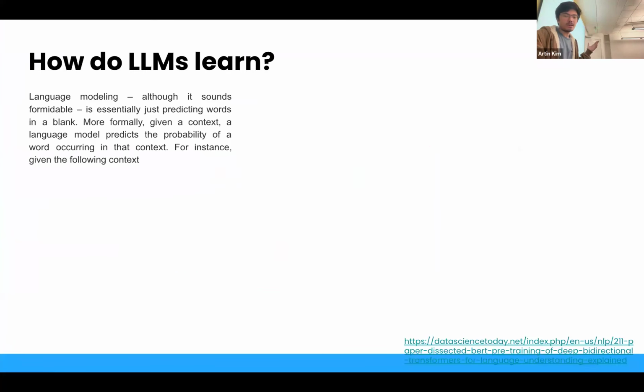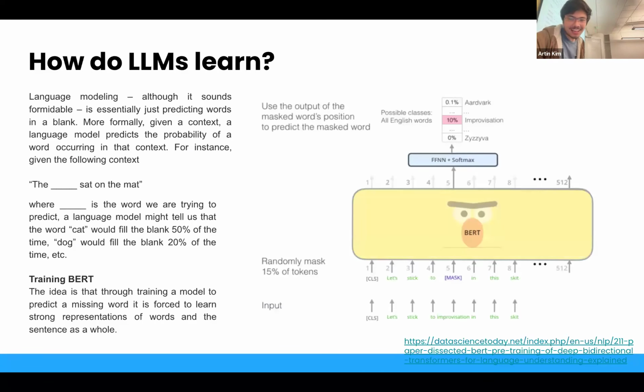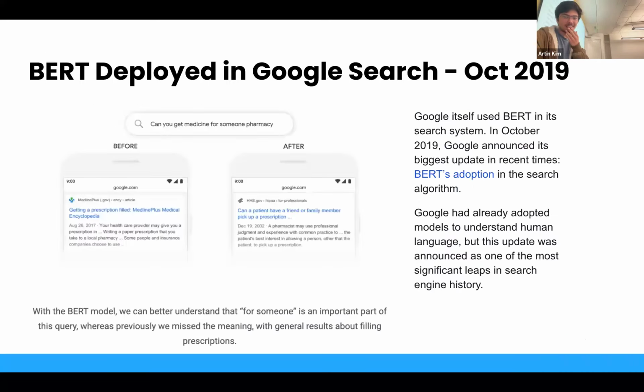What's a transformer? Is that the next slide? I don't think so. No, you have to wait a little bit for that one. Yeah, so let's just skip that.